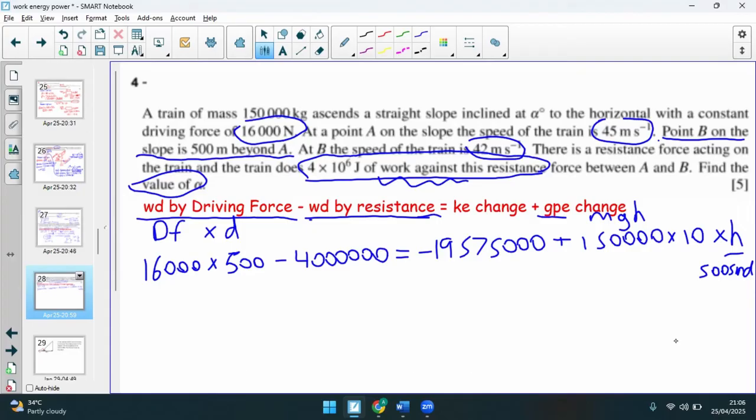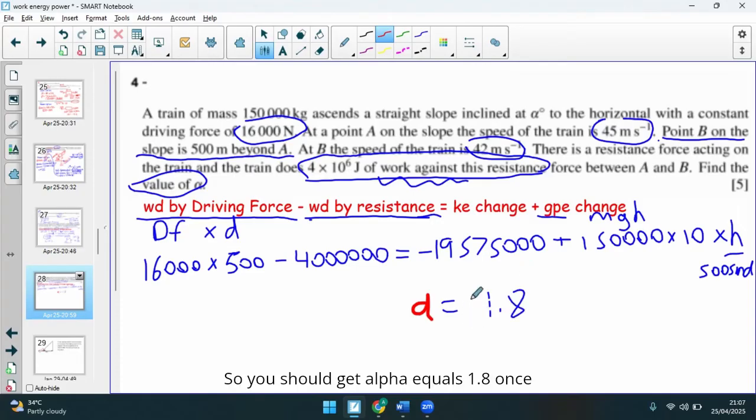16,000 times 500. You can do this in your calculator, and you should get, so you should get alpha equals 1.8 once you do the sine inverse.